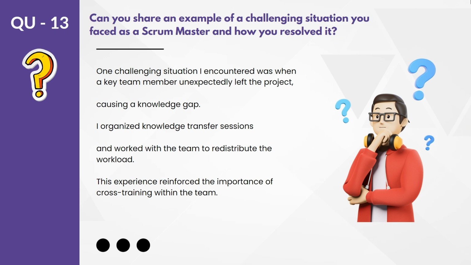Otherwise, if you have any other example which you can correlate with the Scrum team, you can use that example also. Or else, if you want, you can use this example also. Completely up to you how you decide. But whatever you choose, make yourself comfortable with it. So one challenging situation I encountered was when a key team member unexpectedly left the project.